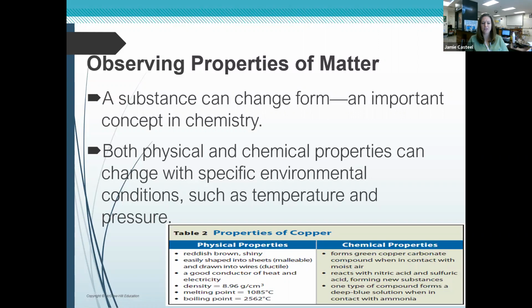It's a good conductor of heat and electricity. We'll talk about why later. It has a density of 8.96 grams per centimeter cubed. Measuring that doesn't make me change it. And then the melting and boiling points are listed. They're really high as well.